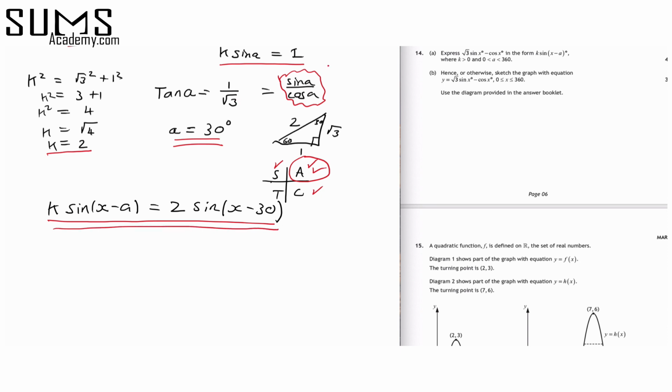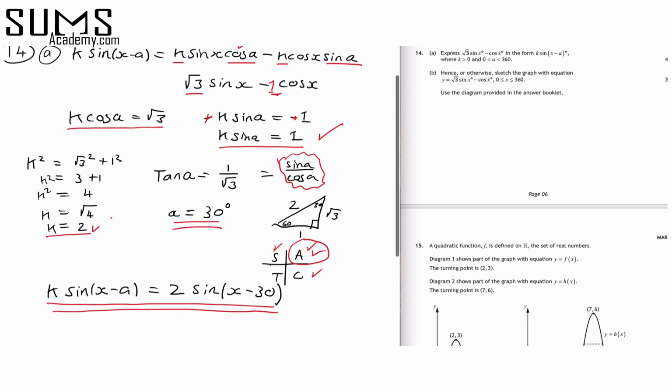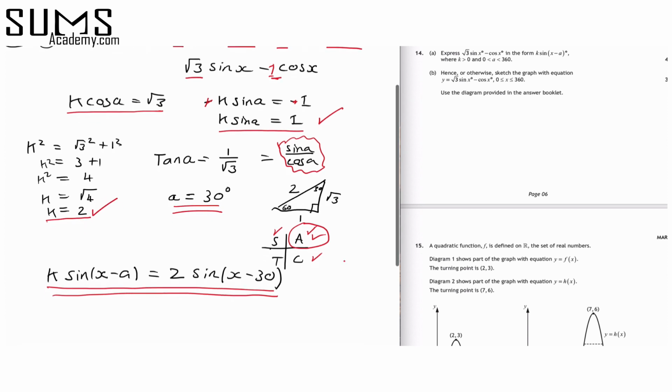Okay, so for the marks in this question, you get 1 mark for using the compound angle formula, and another mark for comparing the coefficients, and you need to state them explicitly. You get another mark for finding k, and your last mark for writing this in the correct form. So that's 4 out of 4. Okay, great.